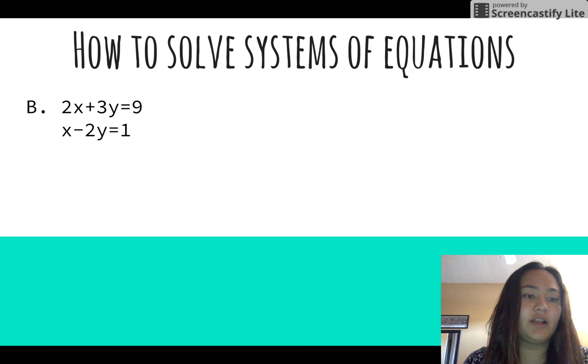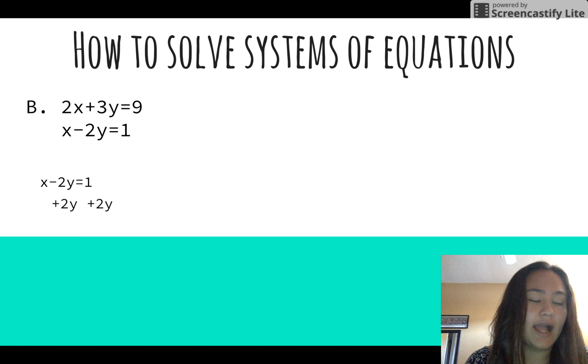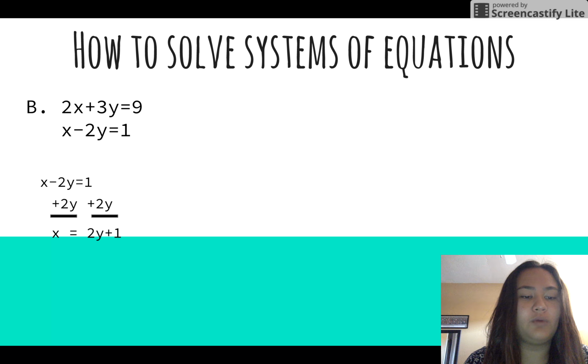And now we have another problem with the equations 2x plus 3y equals 9 and x minus 2y equals 1. Now, since the second equation already has x by itself, we can move the 2y to the other side so we can get the value of x. That is going to look like add 2y to both sides. That is going to equal x equals 2y plus 1.